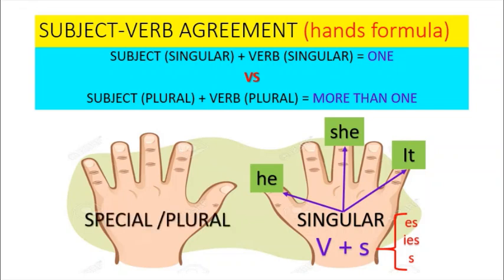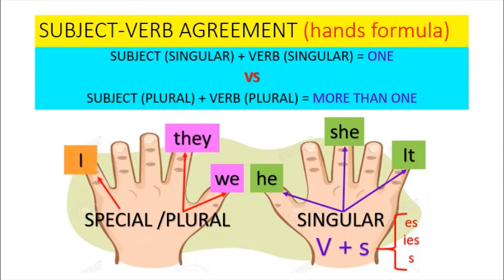Next, your left hand represents the plural nouns or pronouns. The plural pronouns are we and they for people, animals, or objects. The left hand also represents the special pronouns. They are I and you. V is verb. The verbs for special and plural pronouns must be written in root words or base words, without the S family at the end of the words.